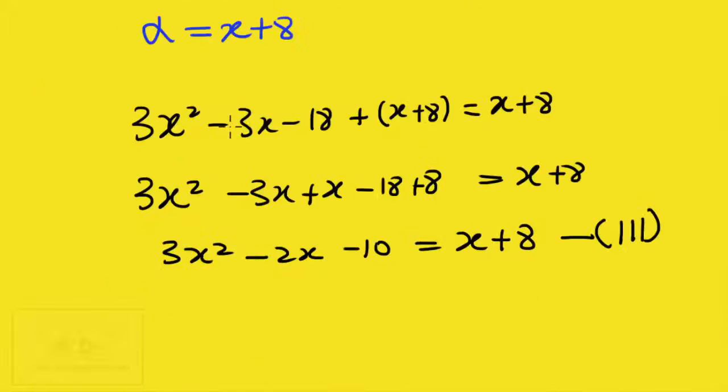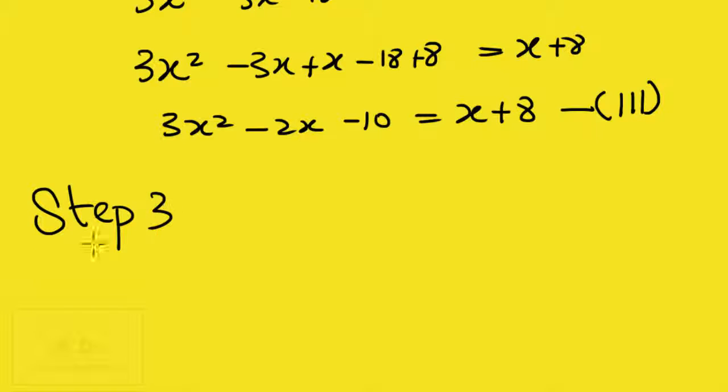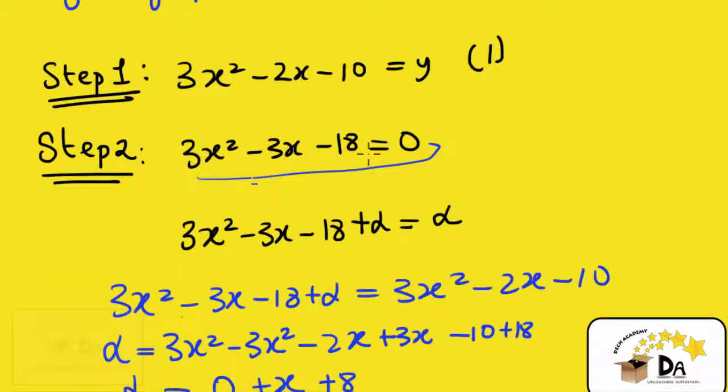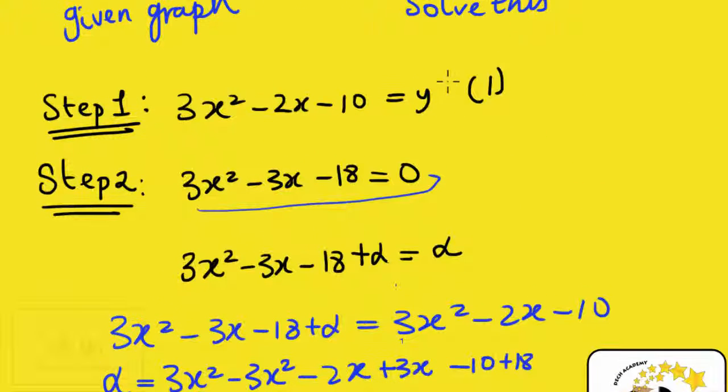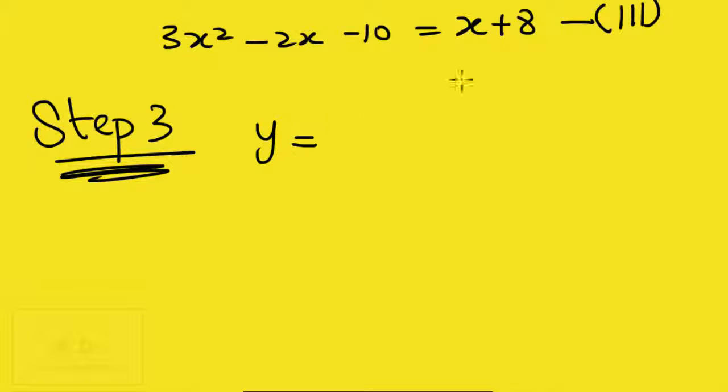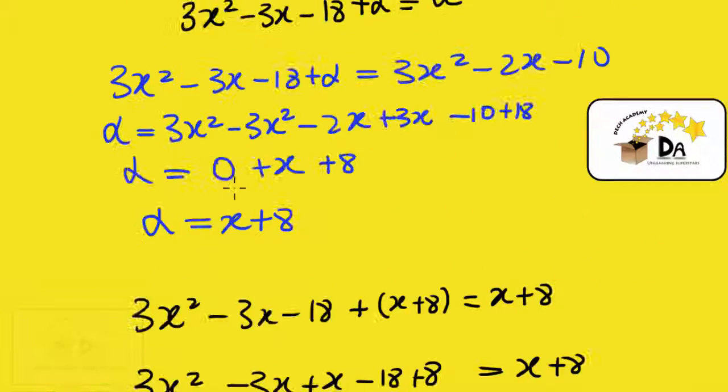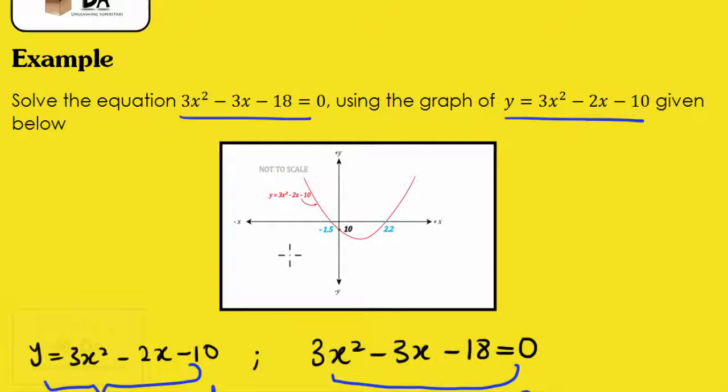The next step, step 3, is to equate the right hand side of equation 1 and equation 3, where equation 3 is the converted equation that has the same left hand side as the equation of the graph. Equating the right hand side terms, the right hand side of equation 1 is y, and the right hand side of equation 3 is x plus 8. That's what we have. Step 4 just says plot y equals x plus 8 on this graph. Plot it here, and to get the solution, all you have to do is read off the x coordinates of their point of intersection.